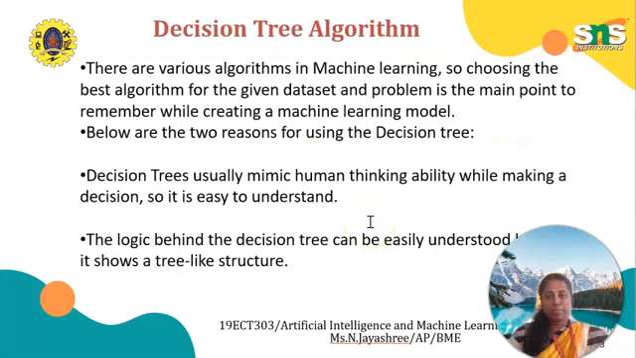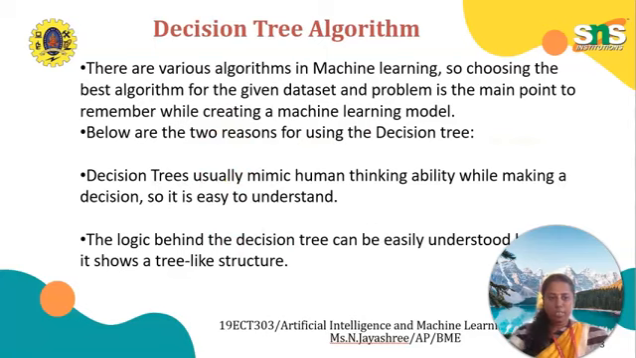There are various algorithms in machine learning. So choosing the best algorithm for the given data set and the problem is the main point to remember while creating a machine learning model. Below are the two reasons for using the decision tree. Decision trees usually mimic human thinking ability while making a decision, so it is very easy to understand. The logic behind the decision tree can be easily understood because it shows a tree-like structure.